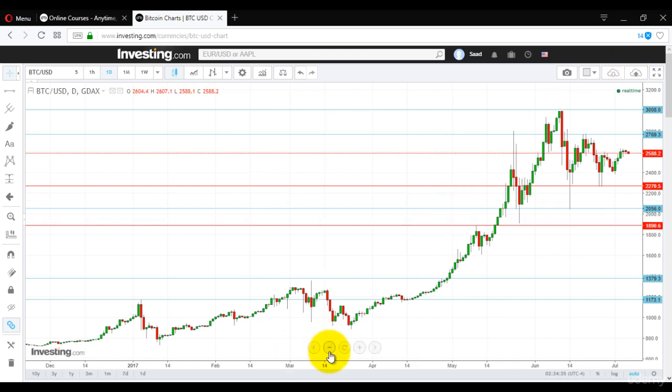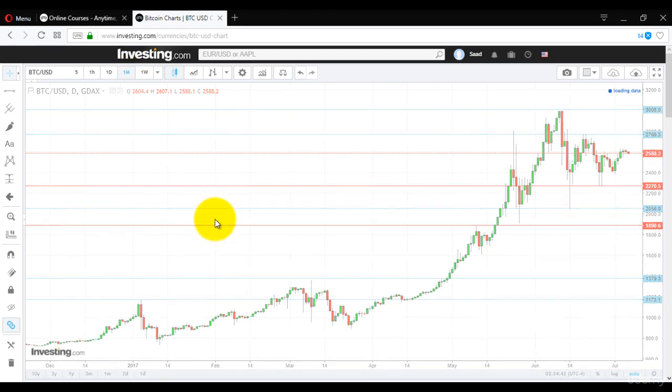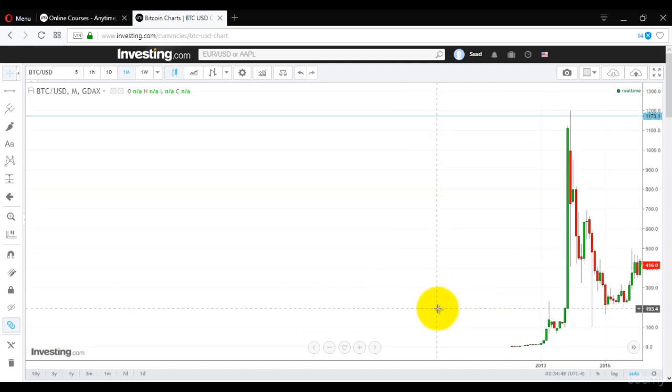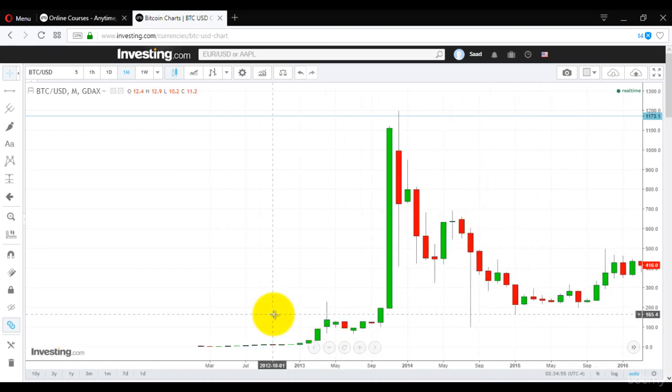Now you might be thinking, how do you know these lines are important? A good question. Let's convert to the monthly chart and go back to its initial days, just so that I can show you why these trend lines are important.